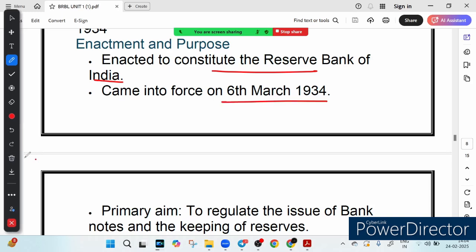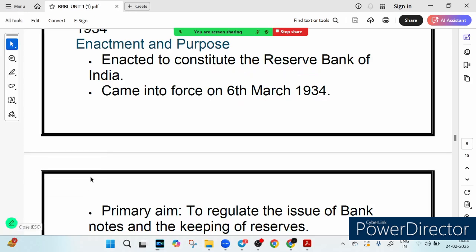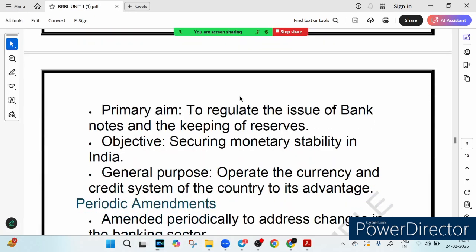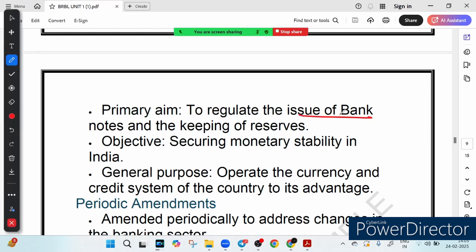What was the aim of this act? Its primary aim was to regulate the issue of banknotes and the keeping of reserves, and to ensure that banks have enough reserves. Basically, it was created to make sure that India's money system works smoothly and stays stable.